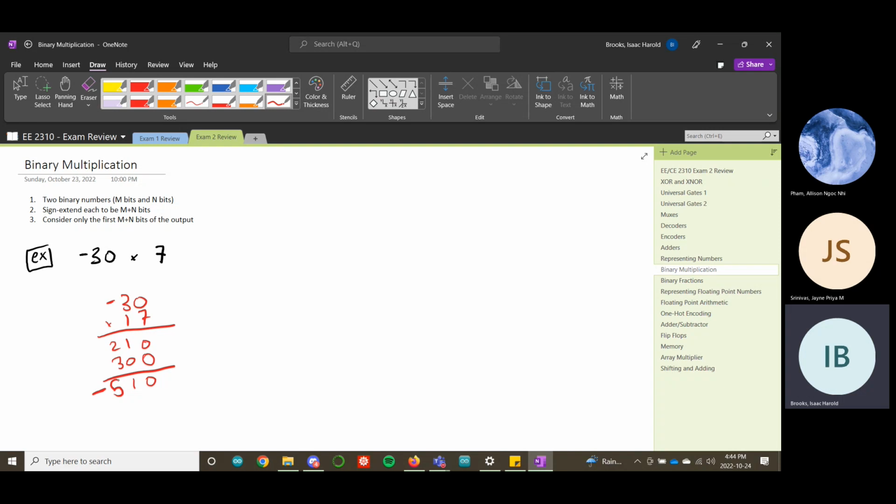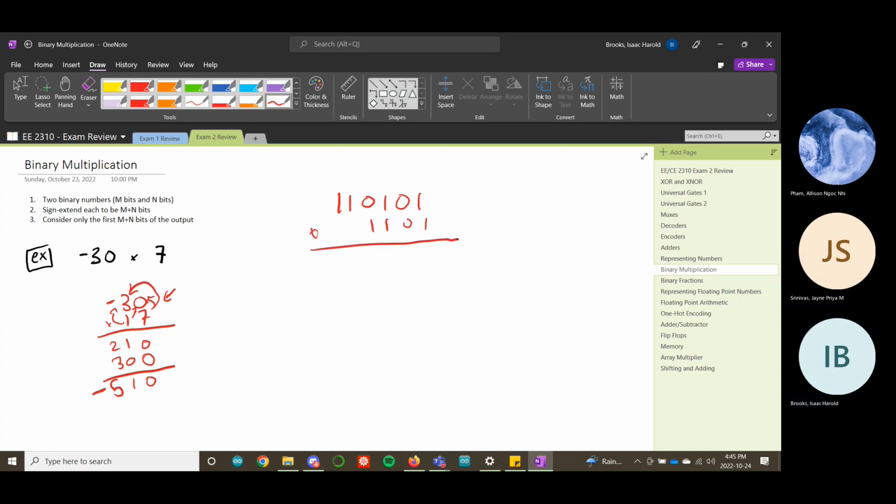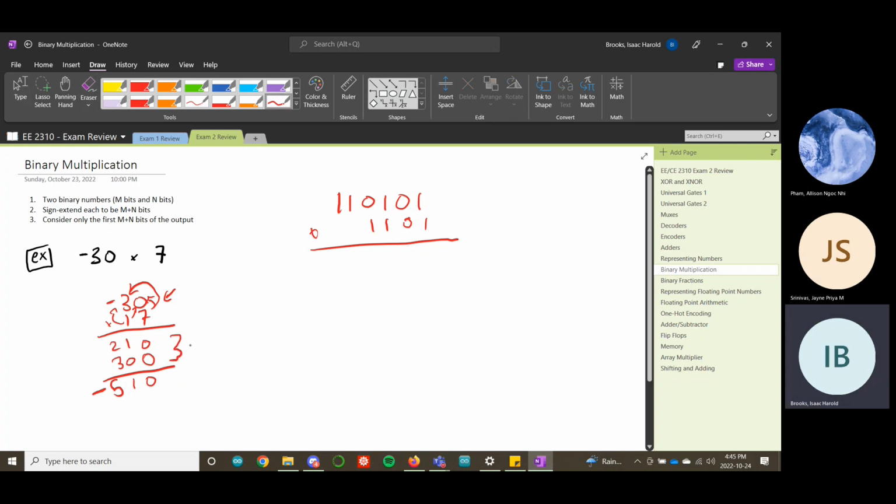So in binary multiplication, the nice thing is that when you're doing decimal multiplication, you have to know what 7 times 0 is. You have to know what 7 times 3 is. You have to know 1 times 0 and 1 times 3. In binary multiplication, say we have a string that looks like this, times 1, 1, 0, 1. The only cases that we have is 1 times 1 is 1, 1 times 0 is 0, and 0 times 0 is 0.